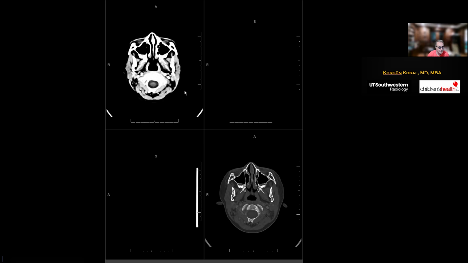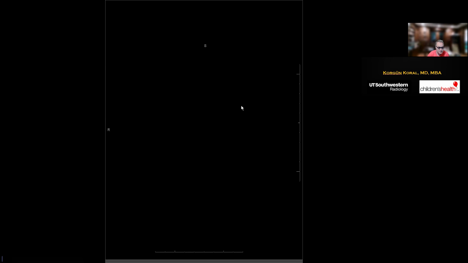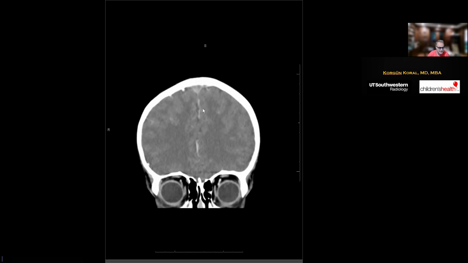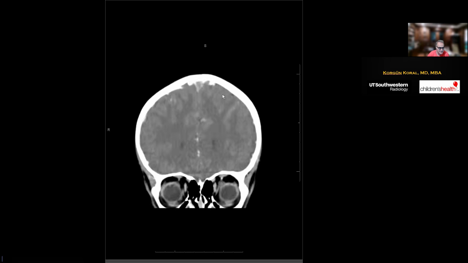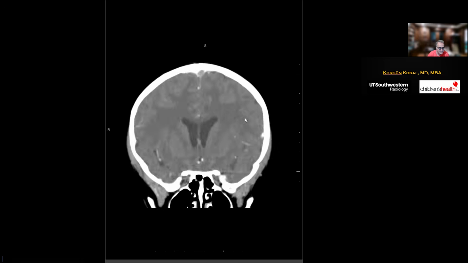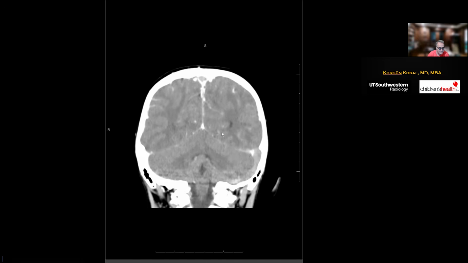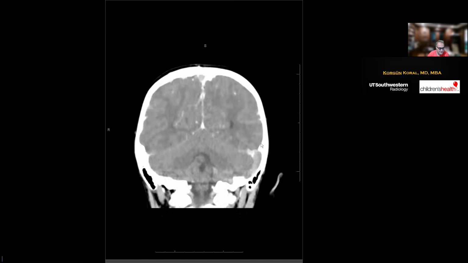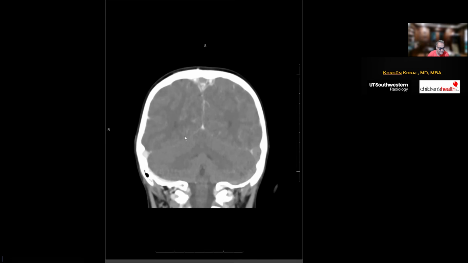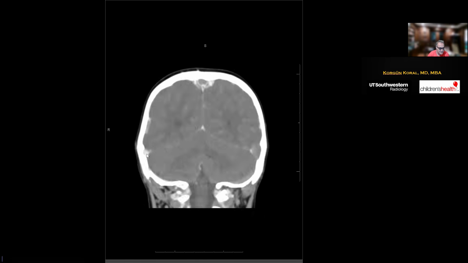So we gave contrast, and contrast-enhanced CT showed that the superior sagittal sinus did not enhance with contrast. We can see the enhancing cortical veins easily. And if you look at the other sinuses, such as the left transverse and sigmoid sinuses, there's no enhancement. Whereas on the other side, we see the normal enhancement of the right transverse and sigmoid sinuses.